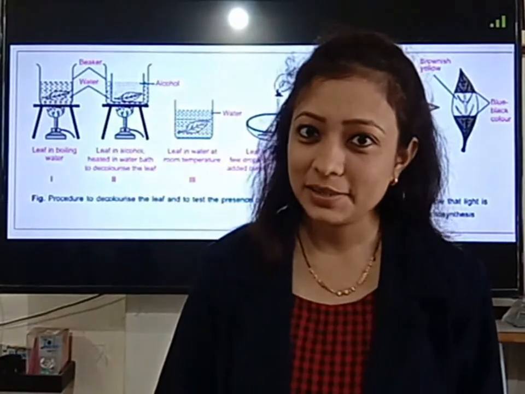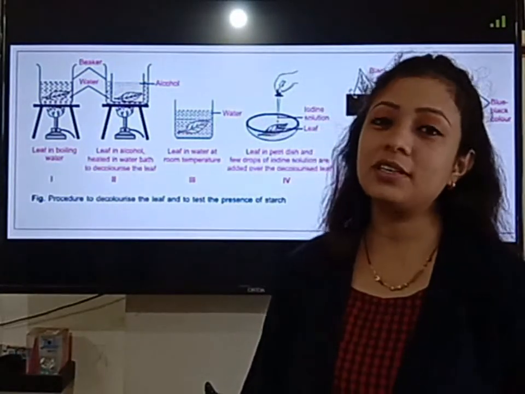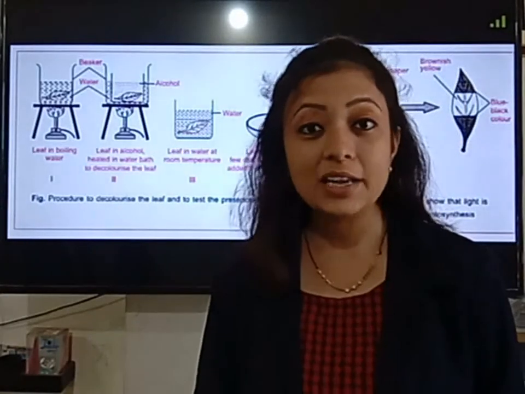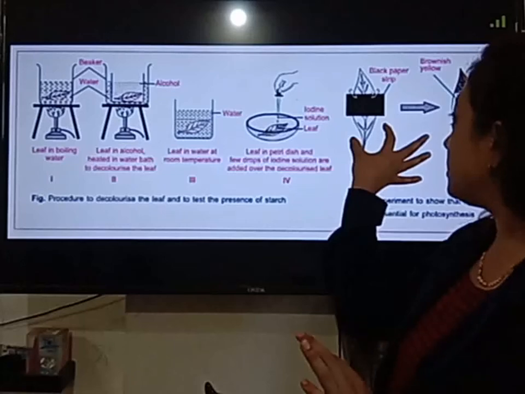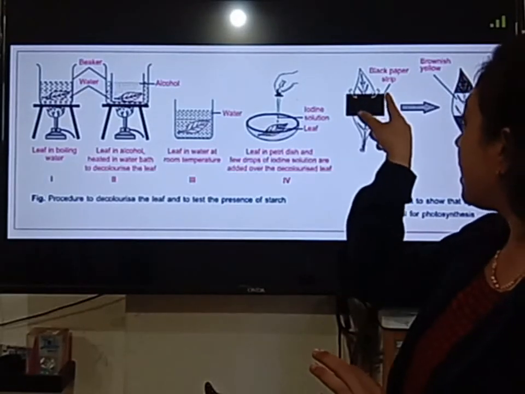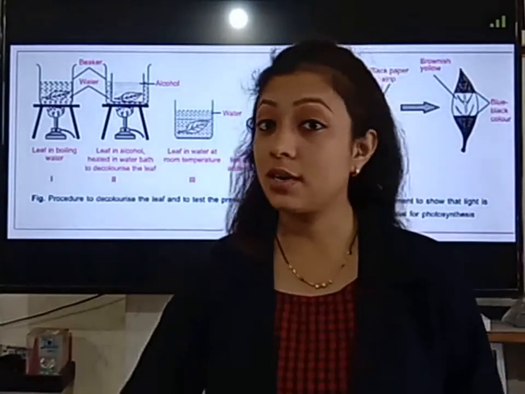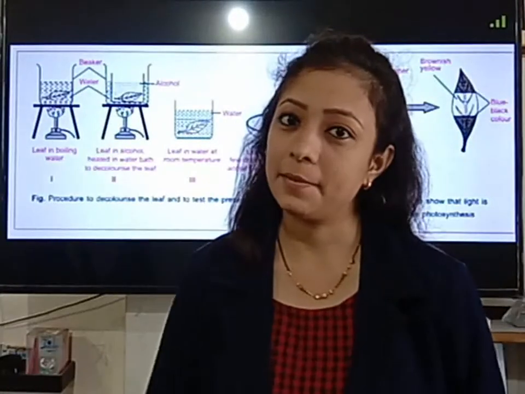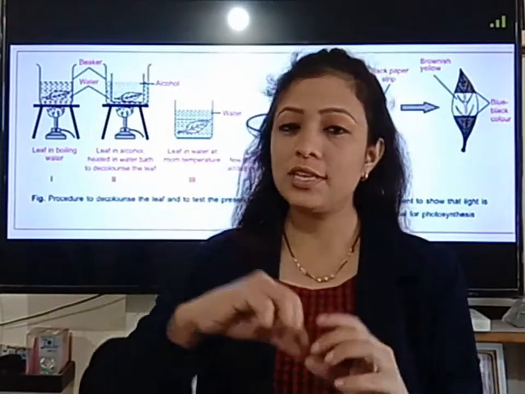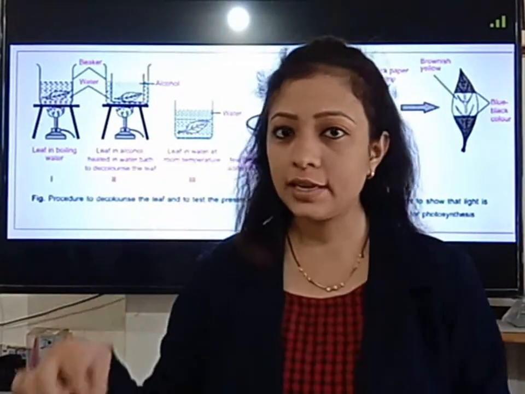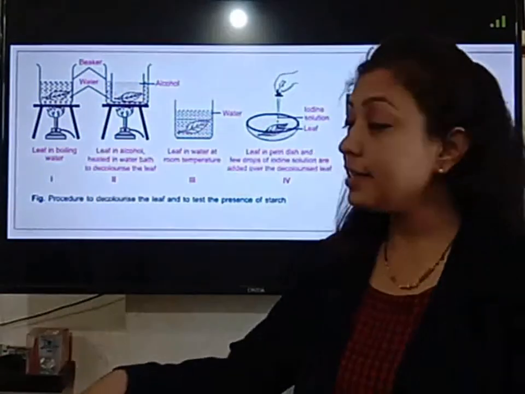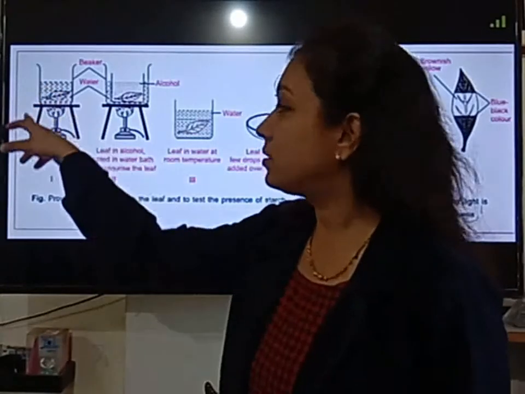Now in the next step, children, we'll pluck that leaf which we have selected, and say for example it will look like this, where the healthy leaf is there and its middle portion was covered by the black paper. Now children, once we pluck that leaf from the branch of the tree, we'll remove that black paper and we'll boil that leaf in a water bath.